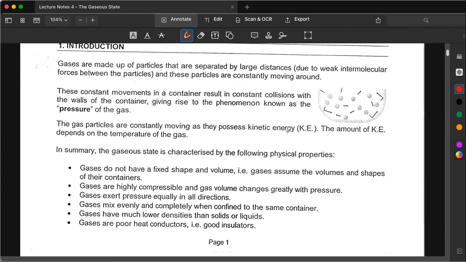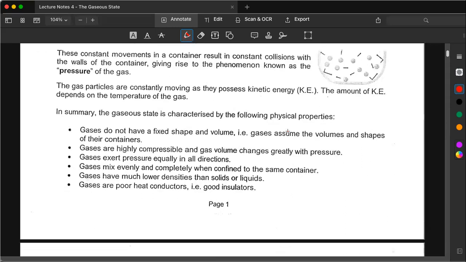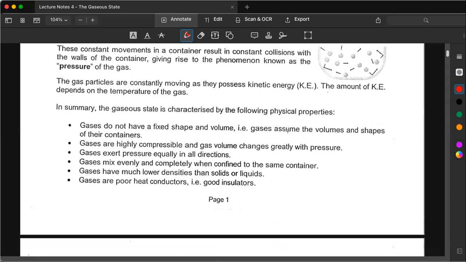And the gas particles are always moving because they possess this energy called kinetic energy. And this kinetic energy is related to temperature. So with higher temperature, the kinetic energy of particles will increase. So these are the physical properties that characterize gaseous state.